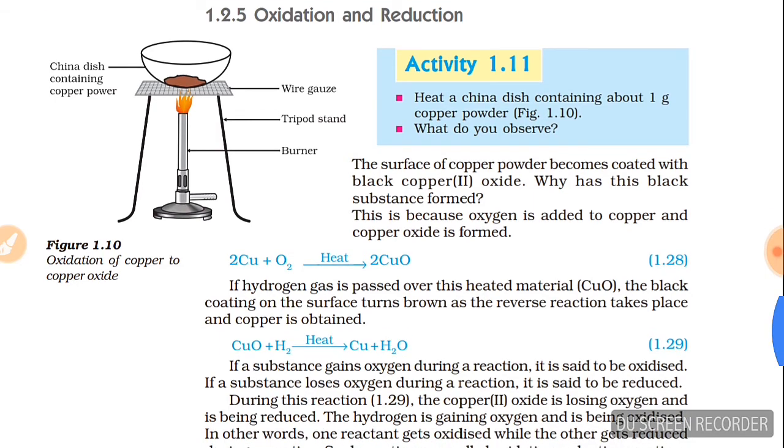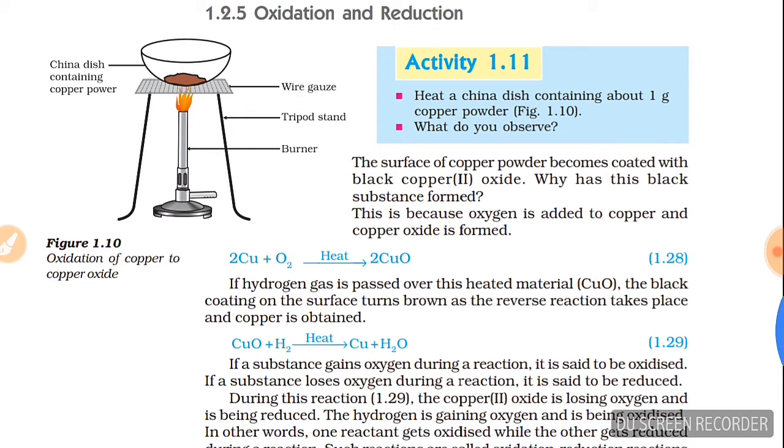So the next reaction is oxidation and reduction reaction. Oxidation, what is happening? The addition of oxygen in a reaction is known as oxidation. When a substance gets oxidized by taking oxygen, such reactions are known as oxidation. And when a substance is losing oxygen in a reaction, it is said to be reduced. So simultaneously both processes are taking place, oxidation as well as reduction. Such a reaction is known as oxidation and reduction reaction.